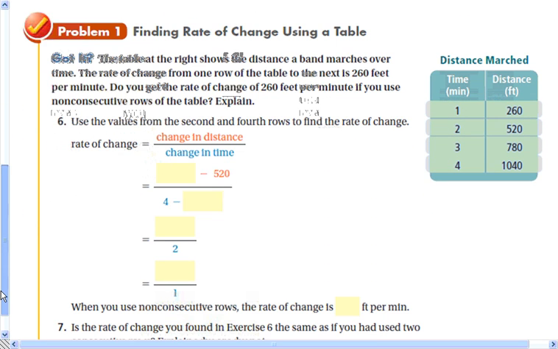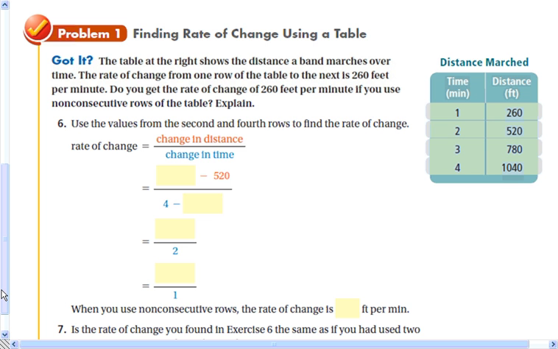All right, go ahead and pause here now if you want to try and get the answers on your own, and you can check back.